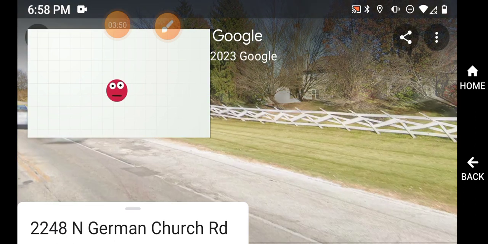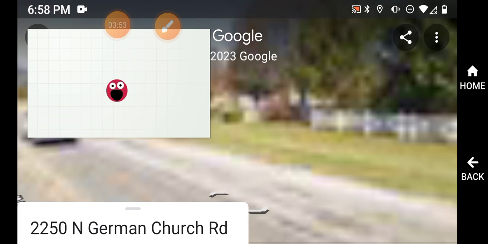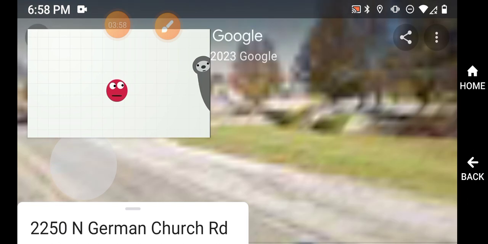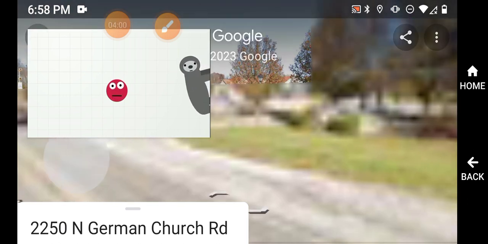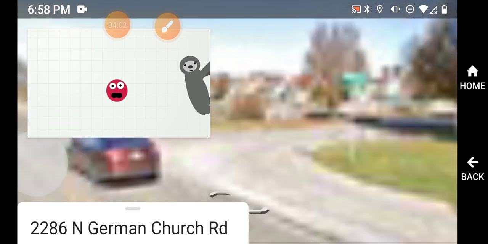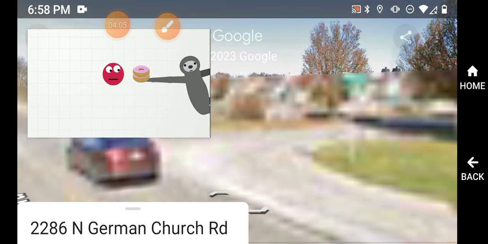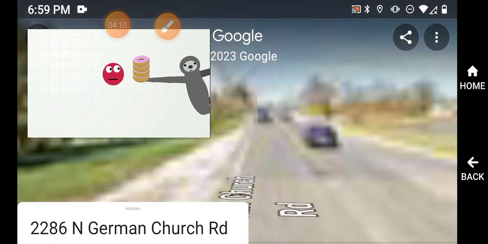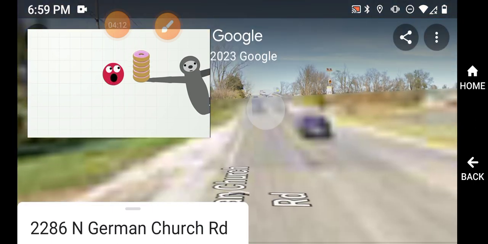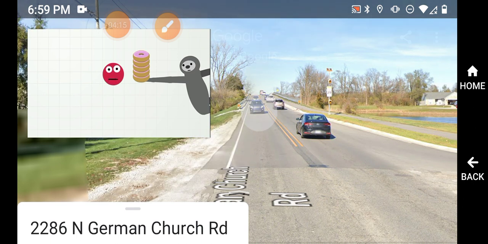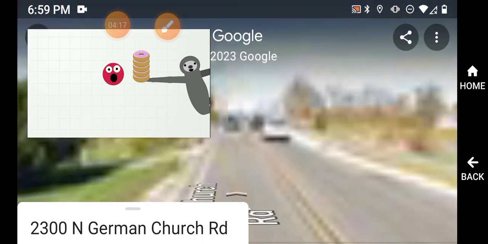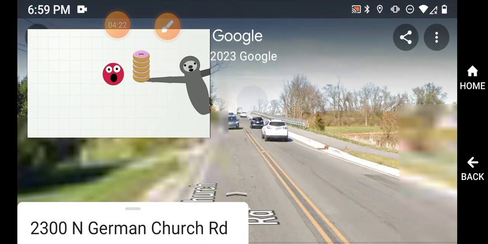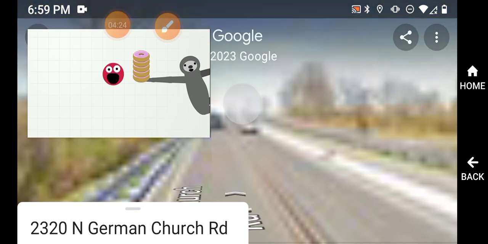Let's use an example. We need a volunteer. How about sloth? Okay, here is a sloth. And we see that sloth has 2 donuts. 1, 2. What happens if we add 1, 2, 3 more donuts? Yes, that's right. Sloth gets happier. But also, mathematically, if we add 2 and 3 together, we get 5. 5 donuts.